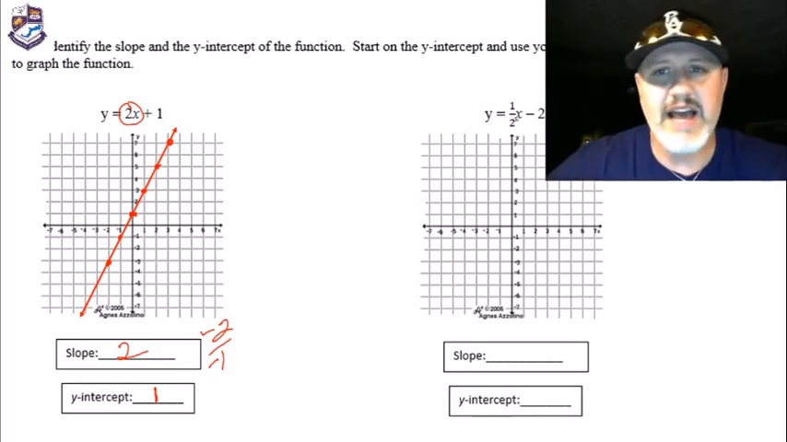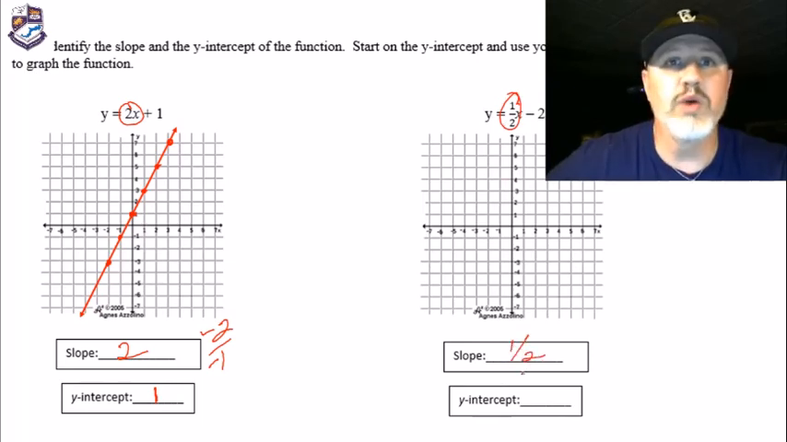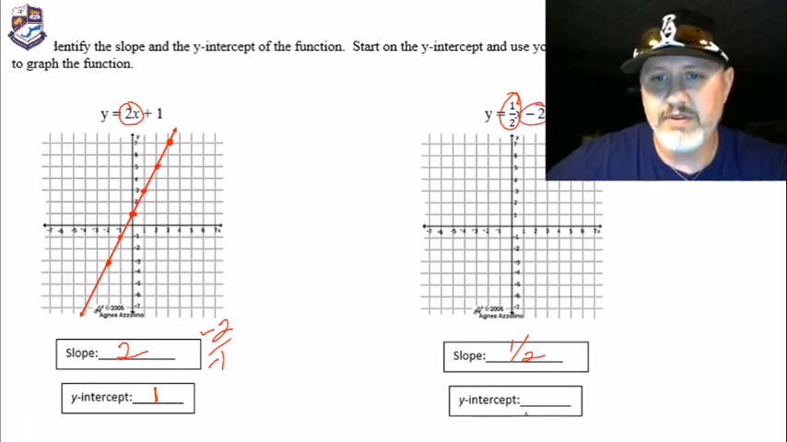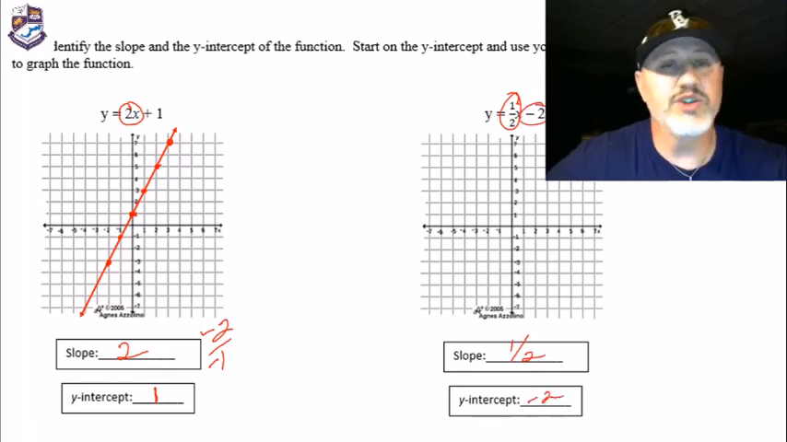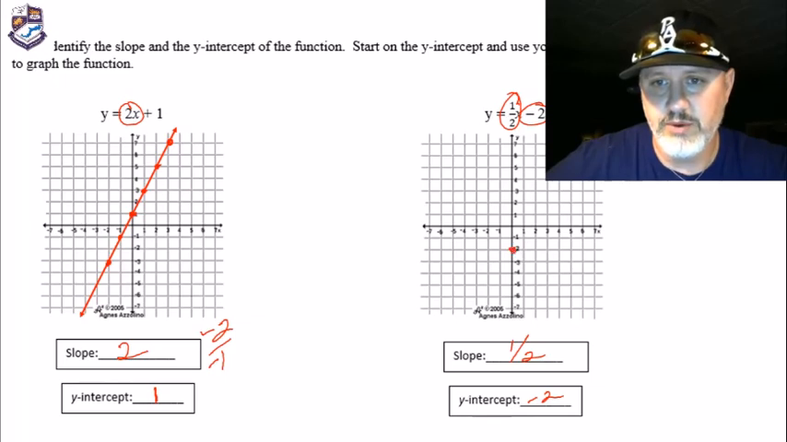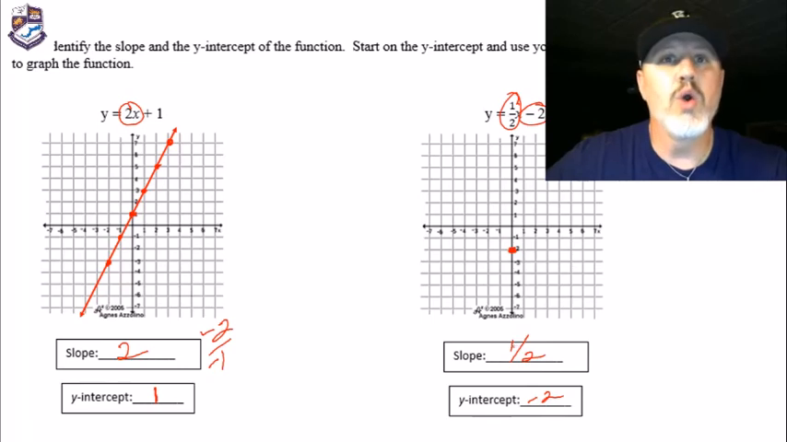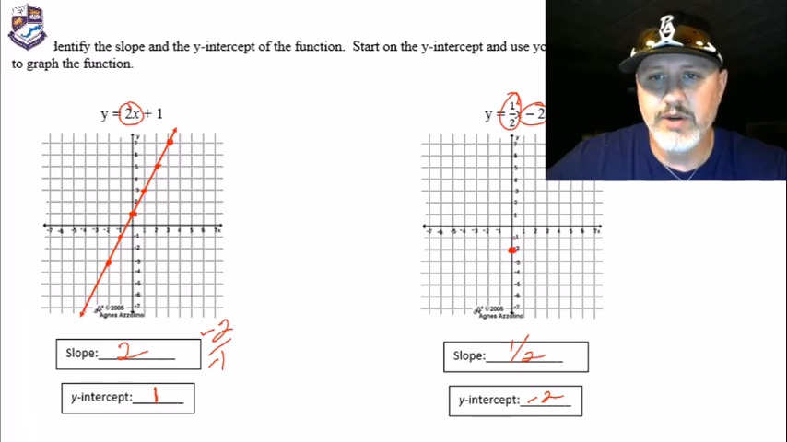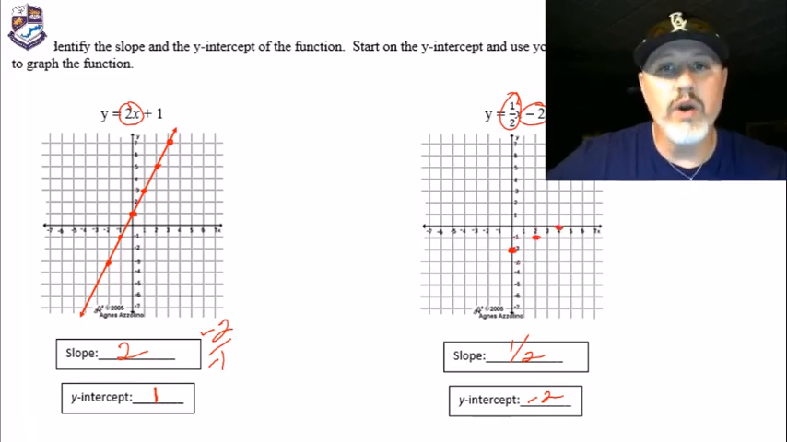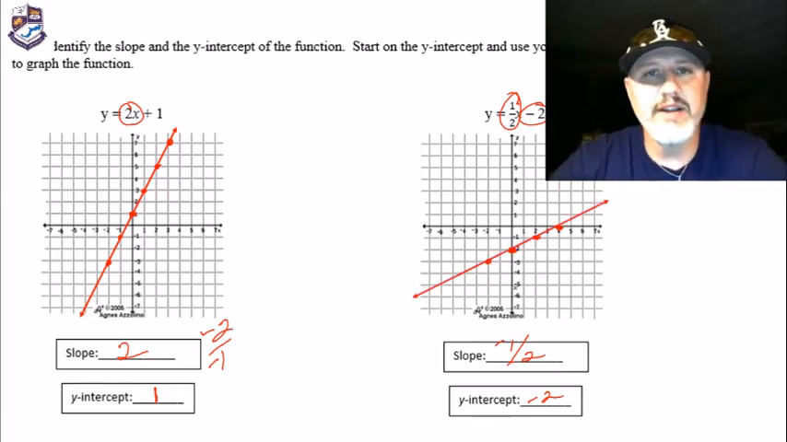So let's do this last one. Start on the, well, identify what your slope is. It's 1/2. My y-intercept is -2. So start on the y-intercept. Right there, -2. And now my slope is rise over run, 1 over 2. So that means rise 1, run 2. Rise 1, run 2. Or I could go negative over a negative. Down 1 to the left 2. And there's the line.